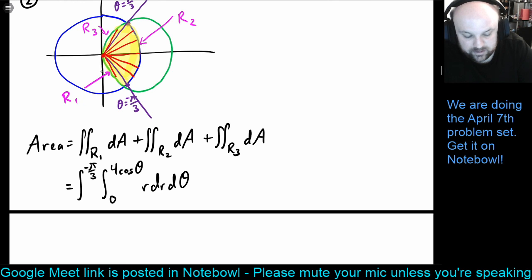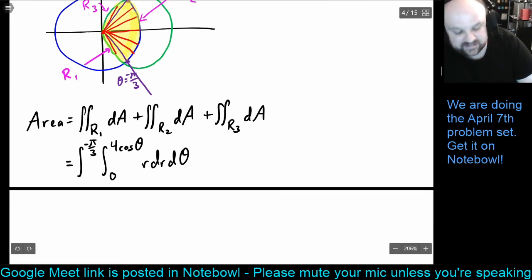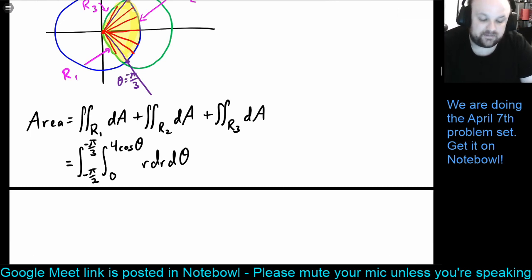So we want to think, well, when is this hitting the origin? Like, where does the circle start coming out? And so you would do that by setting 4 cosine theta equal to 0. And you'll find that the value that makes sense there is actually minus pi over 2, because minus pi over 2 will make 4 cosine theta equal to 0. And as we move backwards from pi over 3, that's the first place it happens. All right, so that's area 1.